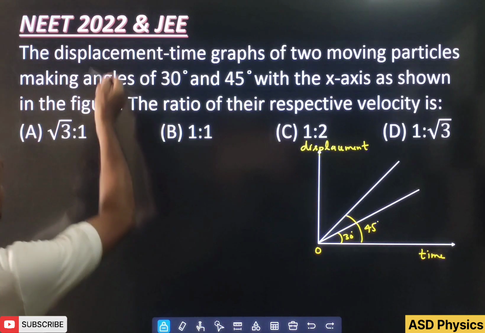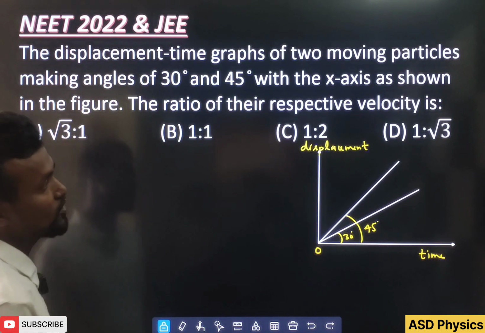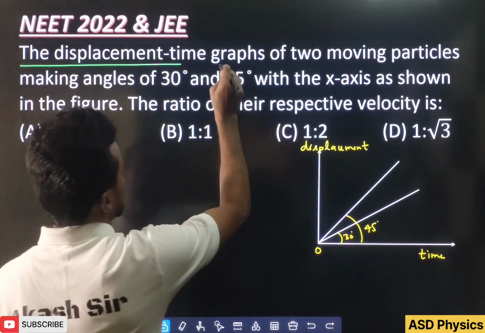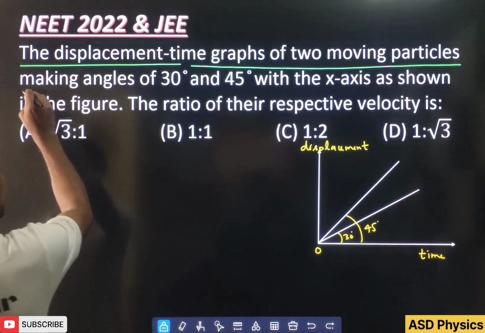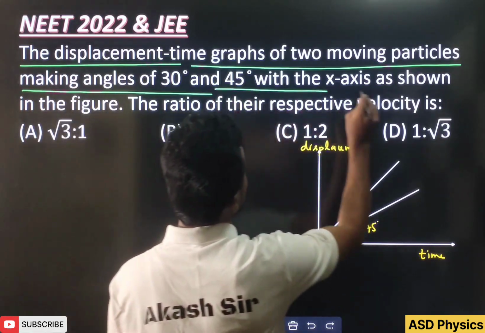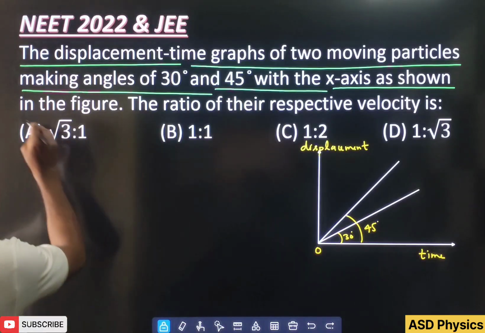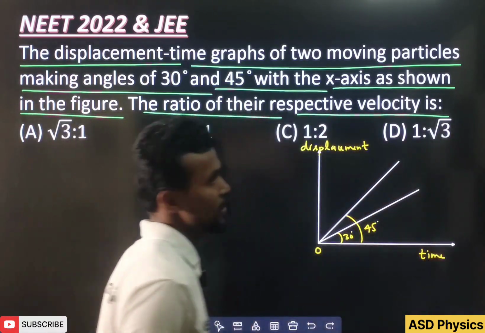So here you can see this question came in the NEET 2022 exam, important for the JEE also. The graph is here, okay, but let's go through the question. The displacement time graph of two moving particles making angles of 30 degree and 45 degree with the x-axis is shown in the figure. They are asking the ratio of their respective velocity.